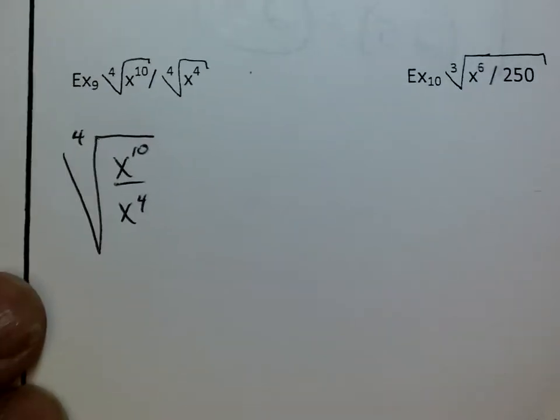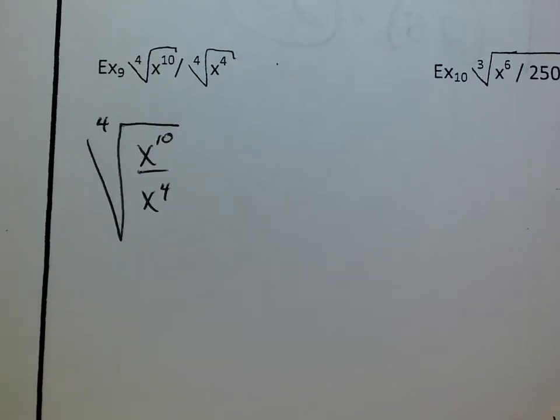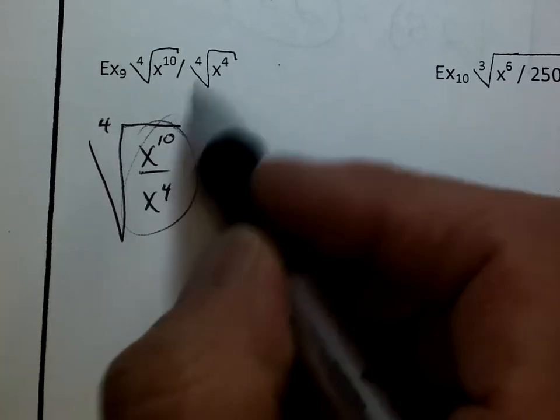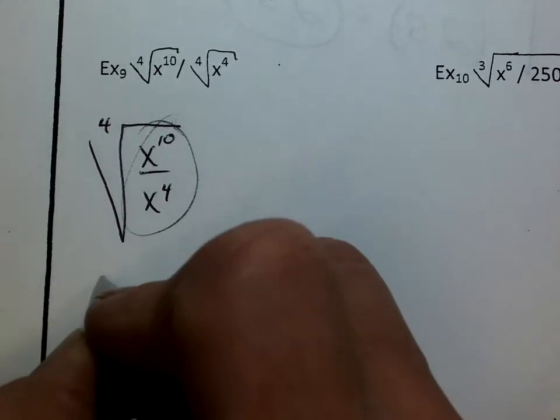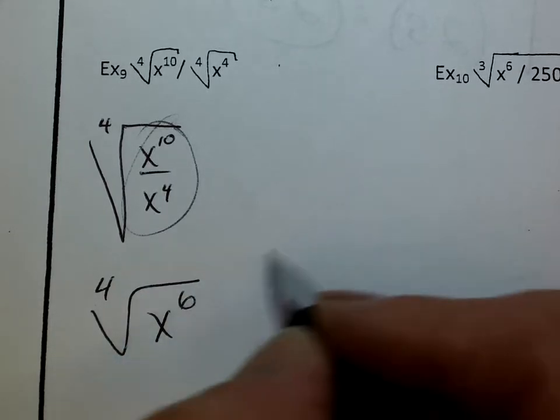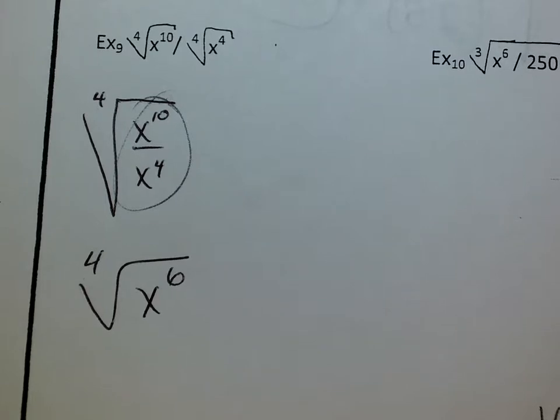Now, if I've got that, what I could do is subtract exponents, right? 4 of these would cancel 4 of these, right? And I'd be left with the fourth root of x to the 6th. Make a little bit of sense? Mason, you're thinking hard. I like that.